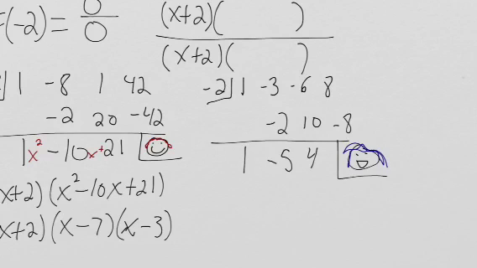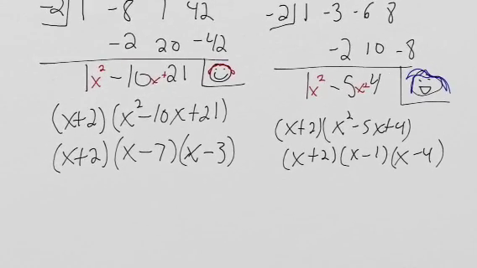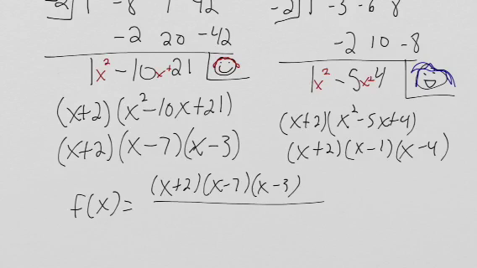Now what we have is 1x squared minus 5x plus 4. So we have x plus 2 times x squared minus 5x plus 4, which factors as numbers that add to negative 5 but multiply to positive 4. That means we have our numerator and our denominator factored now. So we've just rewritten the function in a different form: our numerator divided by our denominator.